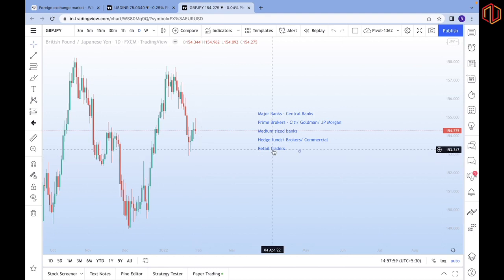So I'm here, I'm the retail trader. I would place an order with my broker. My broker is going to get his order from a medium-sized bank. This medium-sized bank is going to get his order from a prime broker, and this prime broker is going to get the order from the central bank. So this is how the chain works.